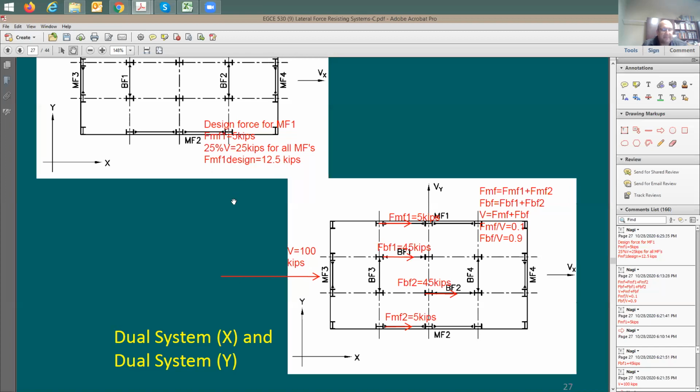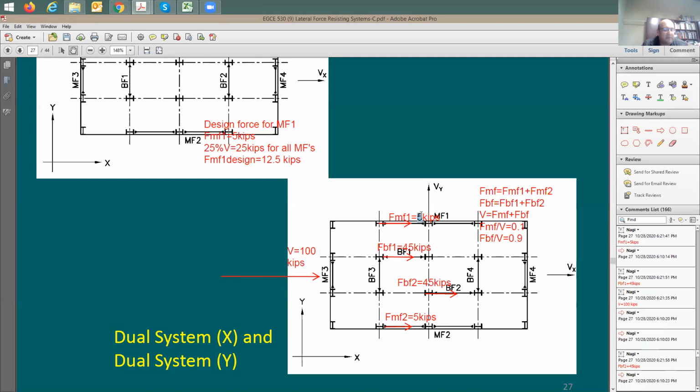It's clear? Okay. Let me do another example, very similar to this. I'm going to put here the 100 kips, and this one here I'm going to put 15. And here, how much should I put? If I said this is going to be 15, then 35.